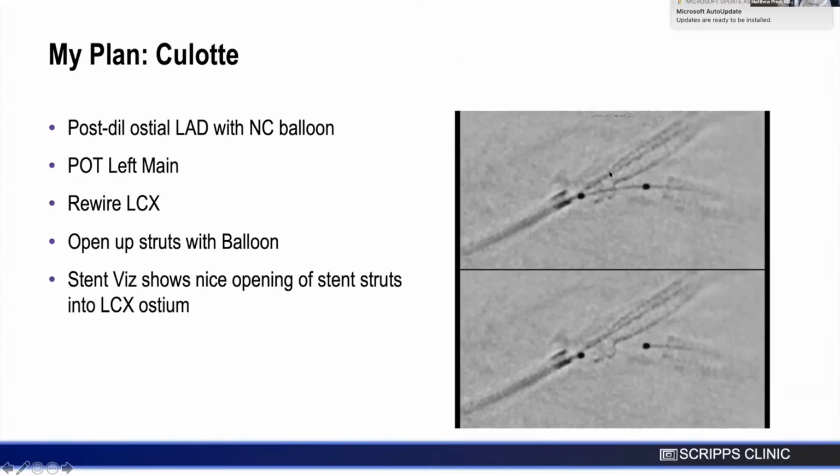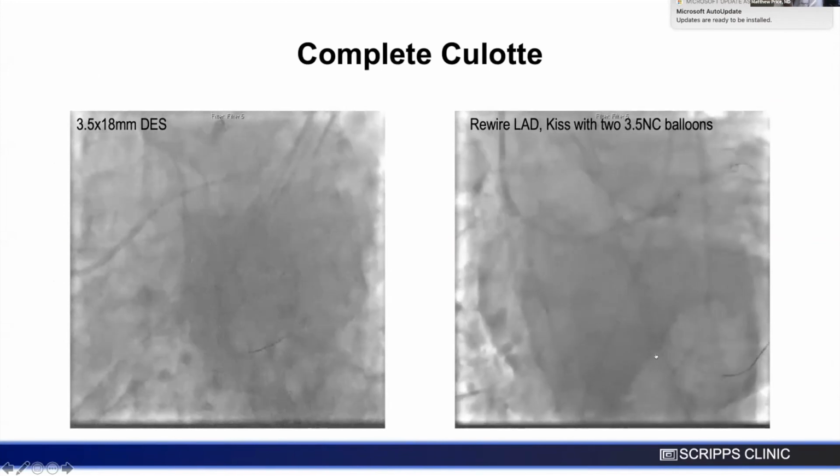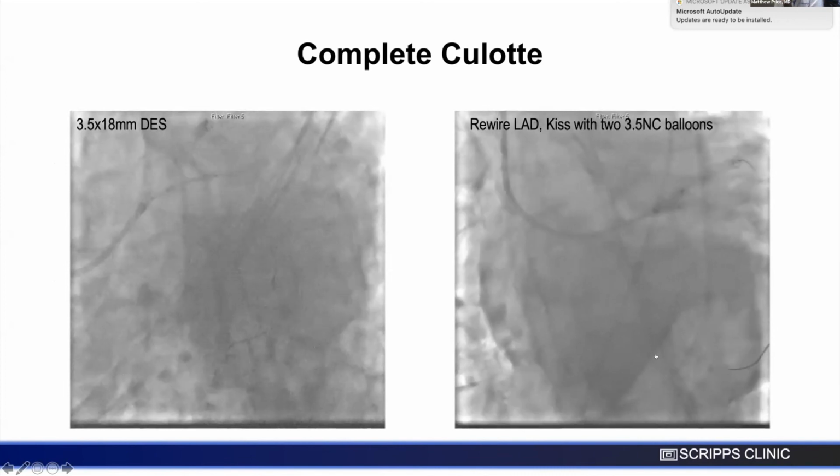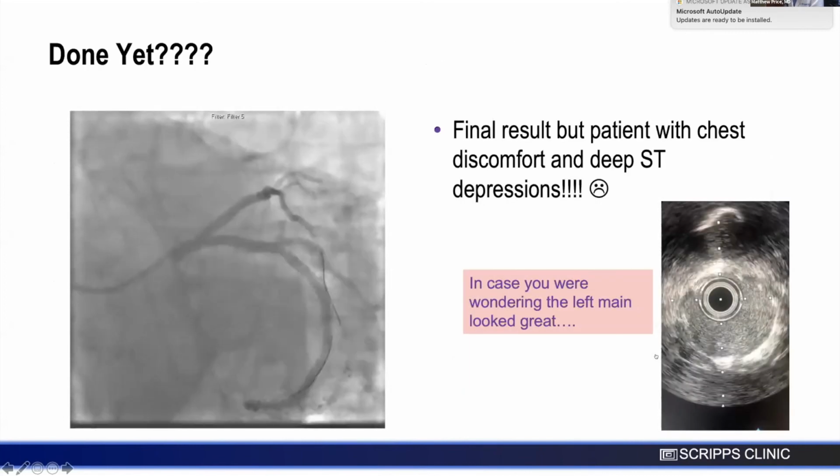Right here, really nice. All right, so I put in a 3.5 DES for my culotte. I rewired and kissed with two 3.5 NC balloons. Terrific result.